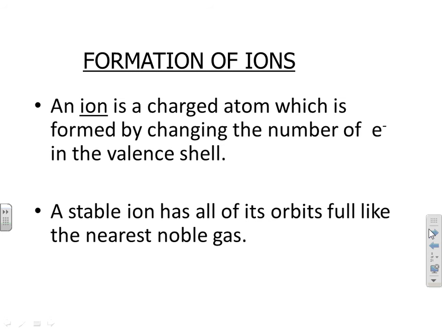A stable ion has all of its orbits full like the nearest noble gas. So over the next couple of slides, we're going to talk about how atoms can gain or lose electrons and how then they form ions. And then the important thing is, what does the charge become on that ion?